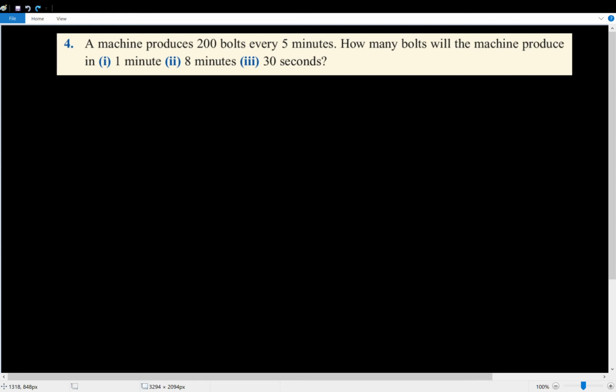This is question 4 from exercise 8.6 in Project Maths 1. A machine produces 200 bolts every 5 minutes. How many bolts will the machine produce in 1 minute, in 8 minutes, and in 30 seconds?